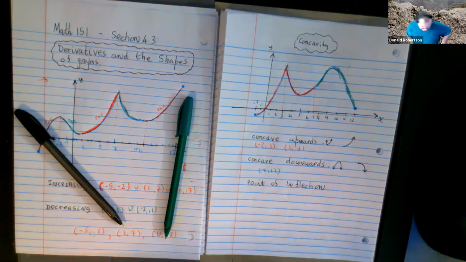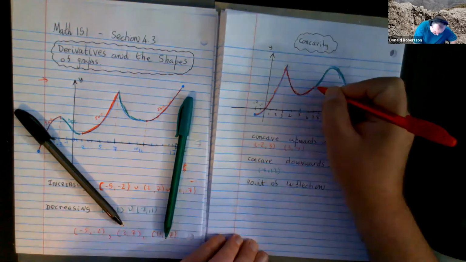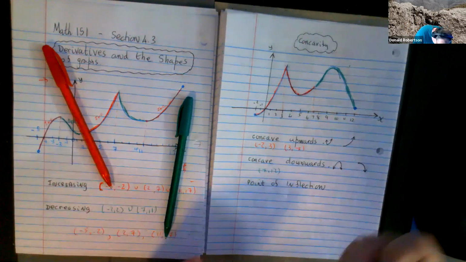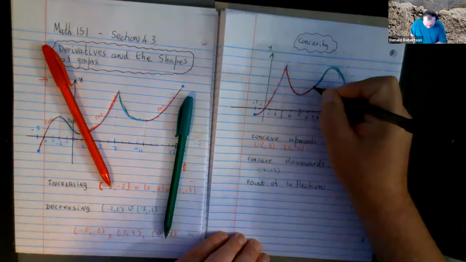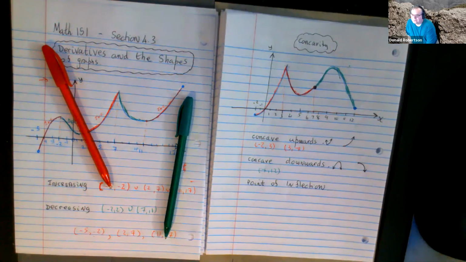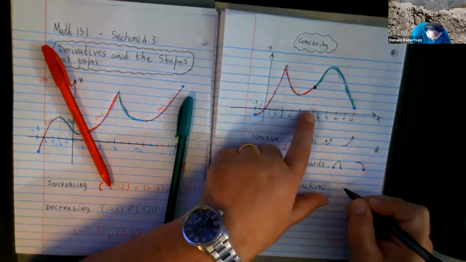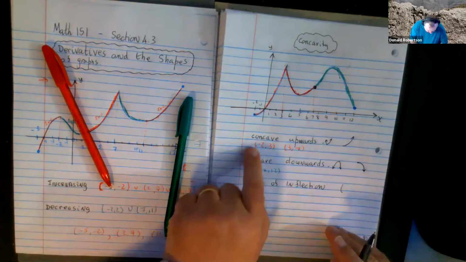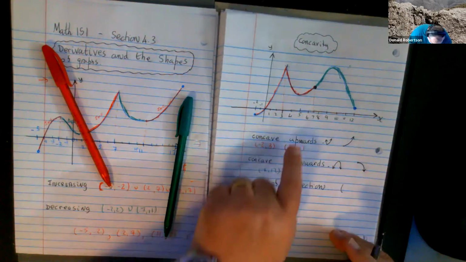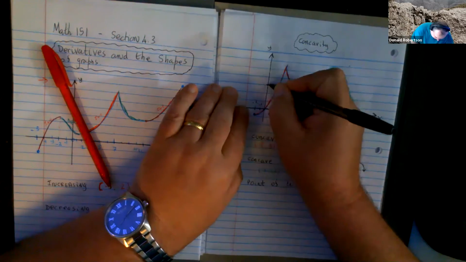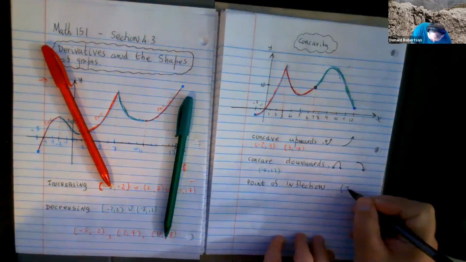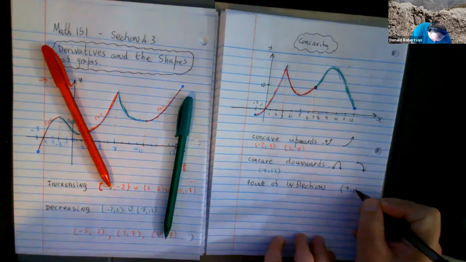Now, we even have a special name for this transition point, and it's not called a transition point. It's called a point of inflection, right? And the point of inflection doesn't get an interval of X's. It's a single point. So I'm going to pretend I know where that is. And you write down its coordinates.